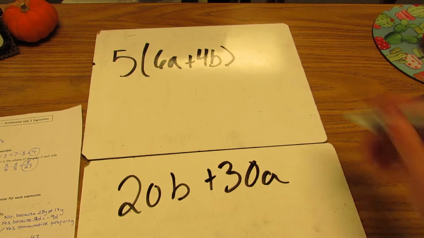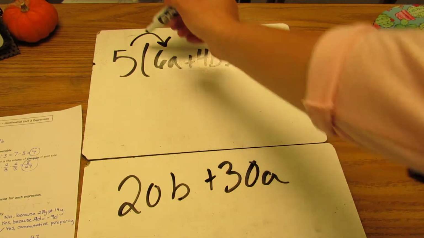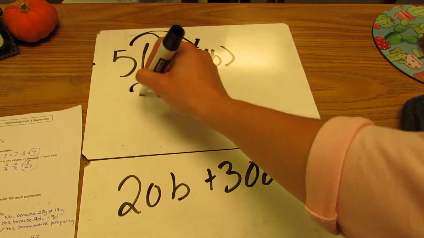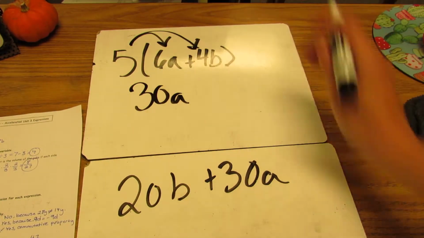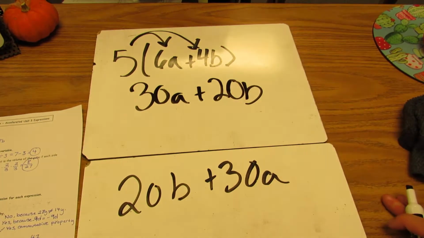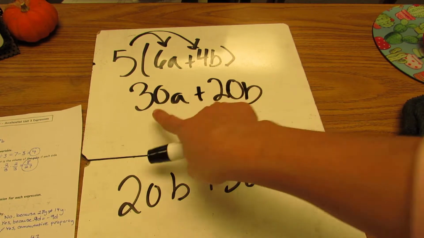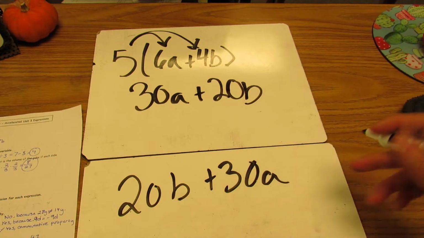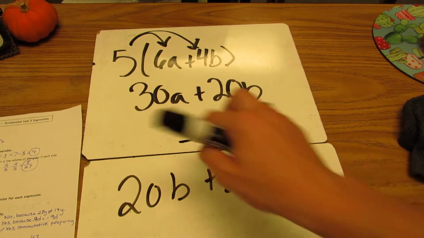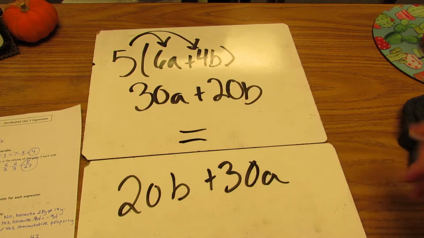I'm going to distribute 5 because I want to see the simplified version. So 5 times 6A and then 5 times positive 4B. 5 times 6A gives me 30A. 5 times positive 4B gives me positive 20B. Now, a lot of you are saying, I hope you're not saying no, because 30A comes first and 30A comes last here. These are actually equal to each other. Just because 30A comes first doesn't make this expression not equal to that expression.